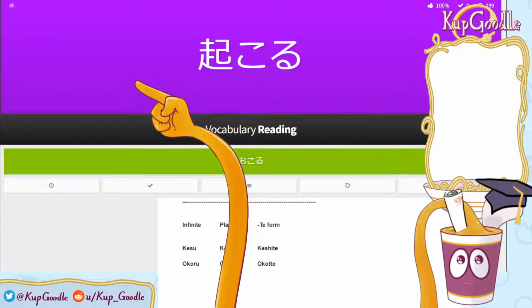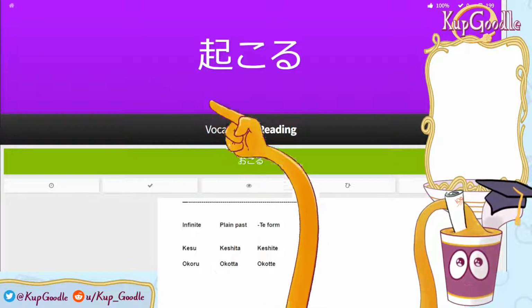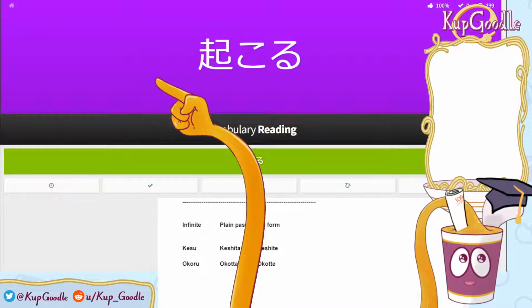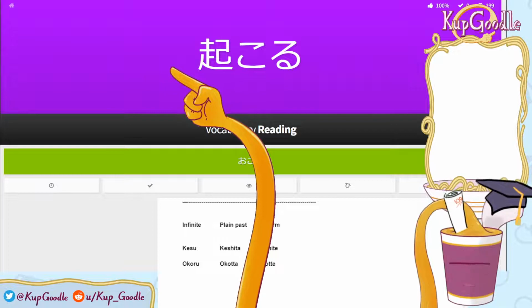Okorimasu. Okorimashita. Okorimasen. Okoru, okotta, okotte. To occur.